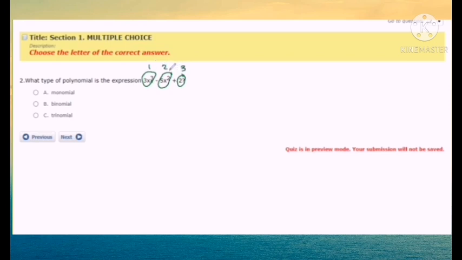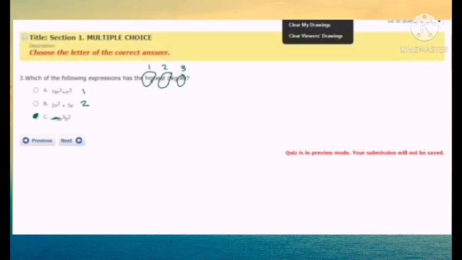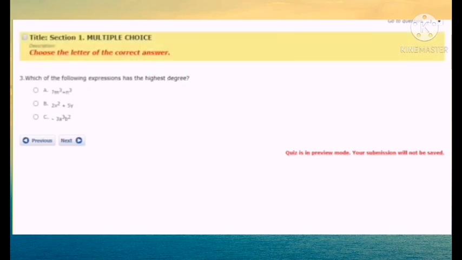Since there are 3 terms, this type of polynomial is a trinomial because there are 3 terms. Binomial means 2 terms and monomial means 1 term only. Okay, number 3. Which of the following expressions has the highest degree? When we say degree, we are looking at the exponent of the variables.